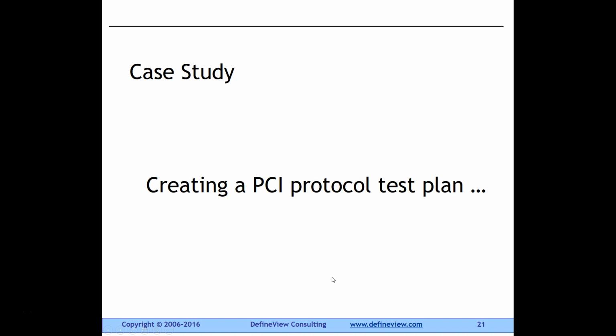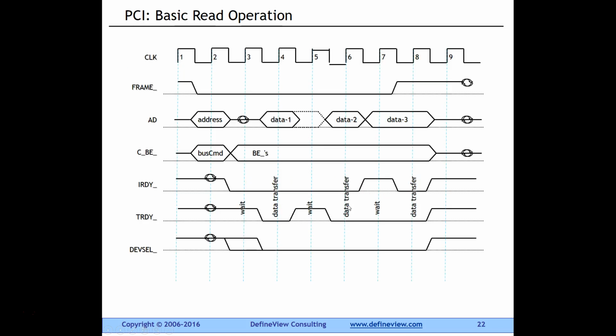Let's look at a case study. Let's look at the PCI. This is the parallel bus, which is a predecessor of PCI Express. And here's a simple protocol. You have the address and data bus. You have the command and byte enable bus. You have the initiator ready. You have the target ready, and you have device select. And frame is what starts the whole bus.